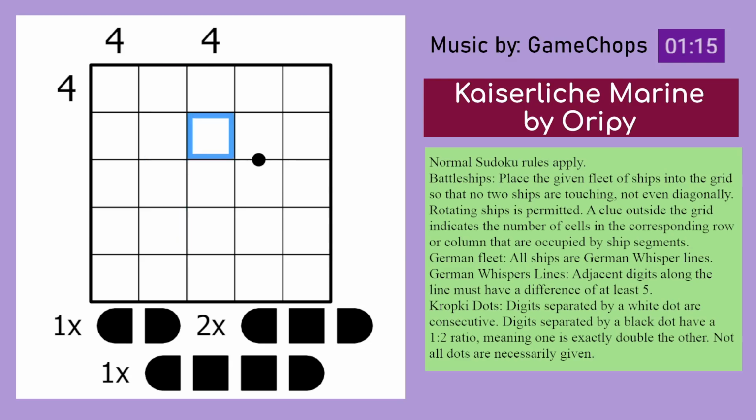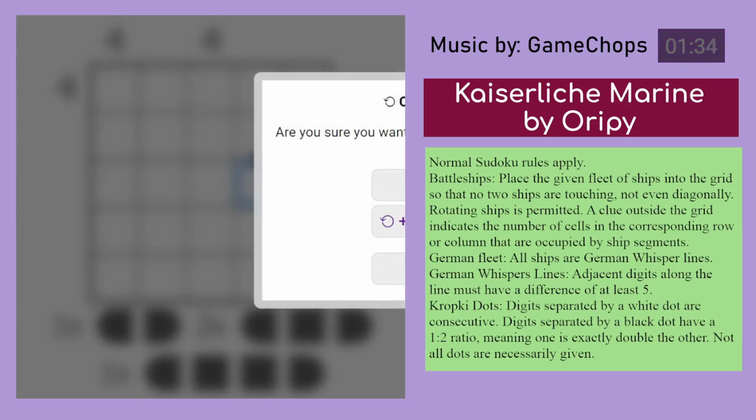Digits separated by a black dot have a 1 to 2 ratio, so one digit is double the other. If this was a 4, then this digit would have to be a 2, for example. And those are the rules. So let us start with this smaller variant.